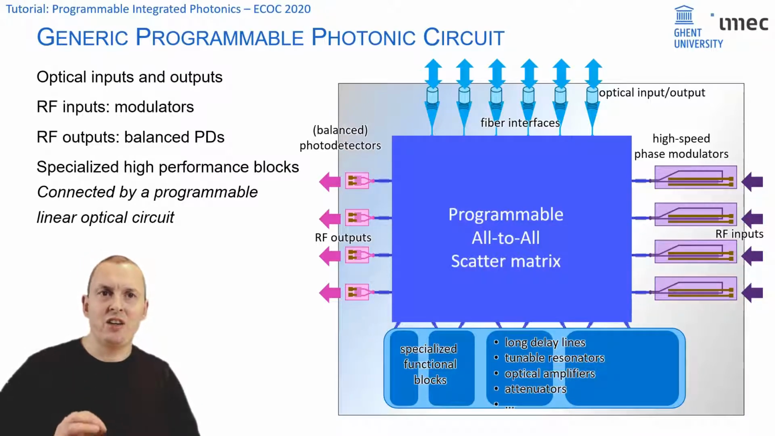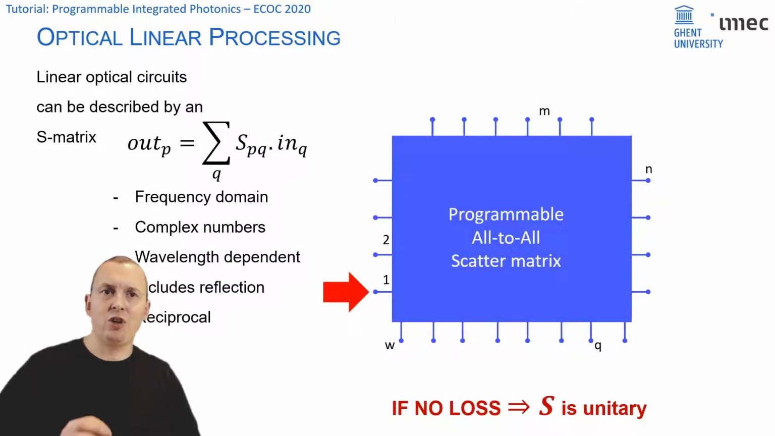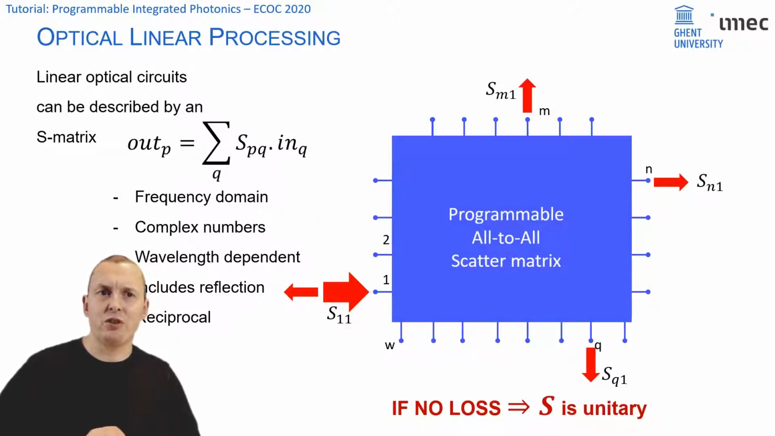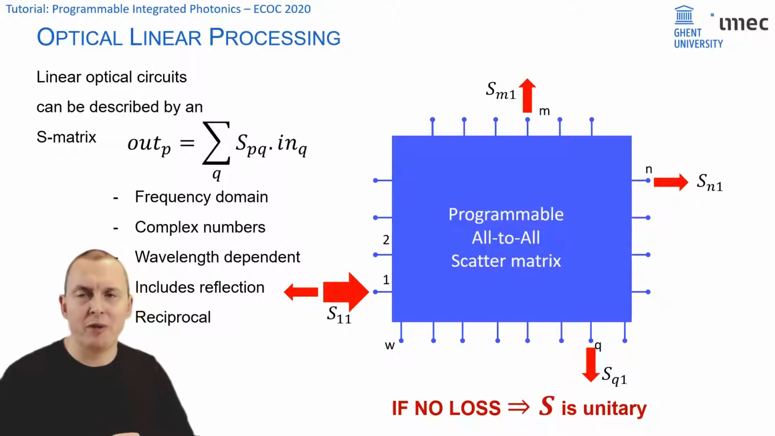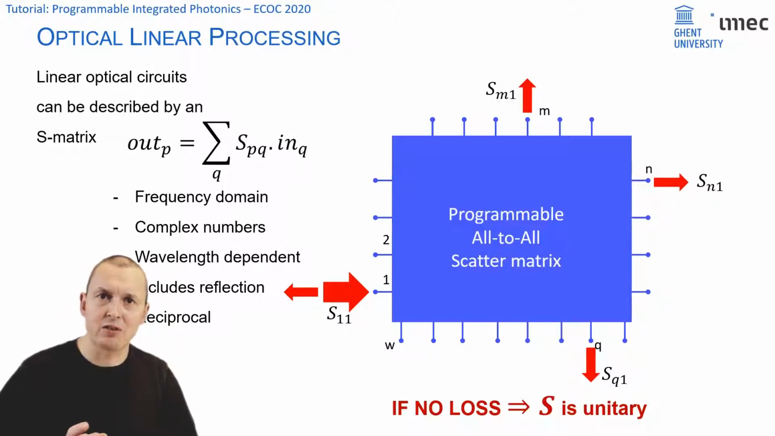This essentially has the capability to couple all your ports to all your other ports in any type of linear combination. Now, such a scatter matrix can be wavelength dependent, it can include reflection. The whole point is that by programming that scatter matrix, you can reconfigure the functional blocks of your circuit. Now, such an all-to-all scatter matrix is kind of complex to start with.